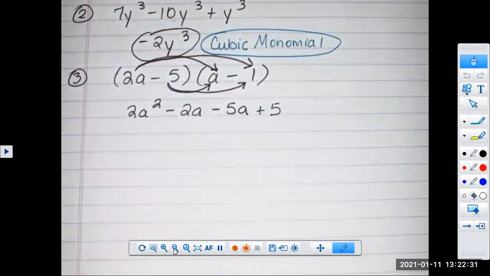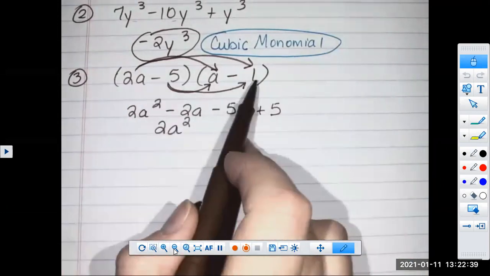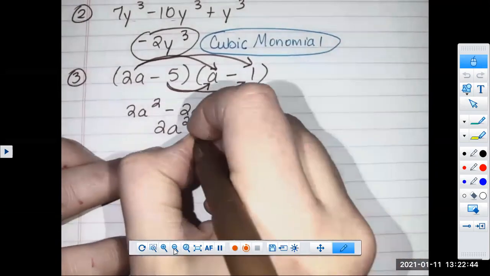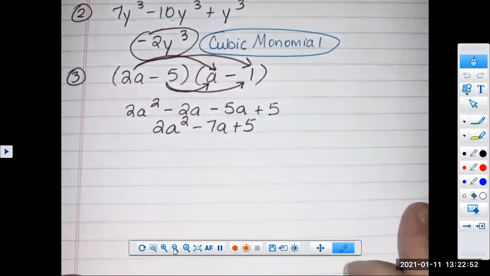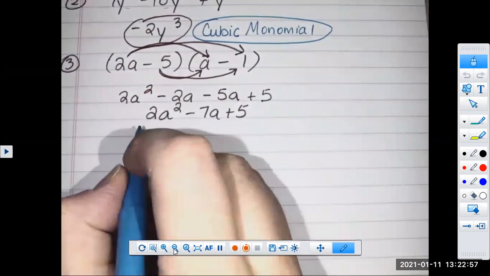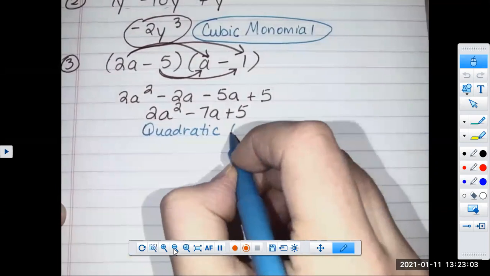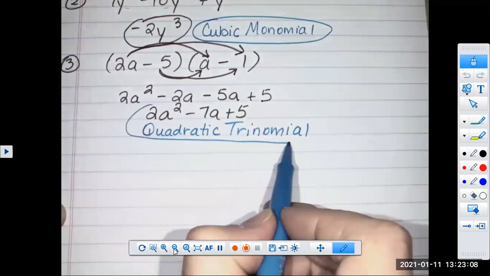Simplify again if you can. Good, you can combine those. Every time you do FOIL, more than likely you need to combine the outer and inner terms. So this is minus 7a plus 5. Okay, that will not go any further. What's your degree? Degree is 2, so it is a quadratic trinomial. Good, quadratic trinomial.